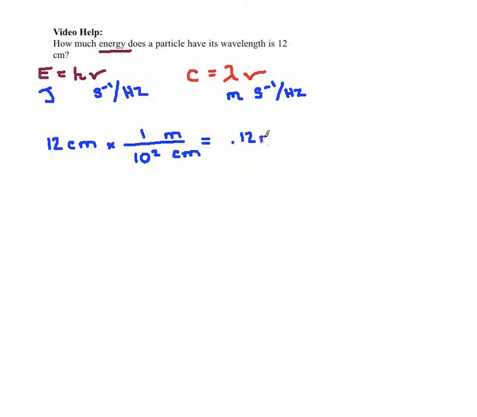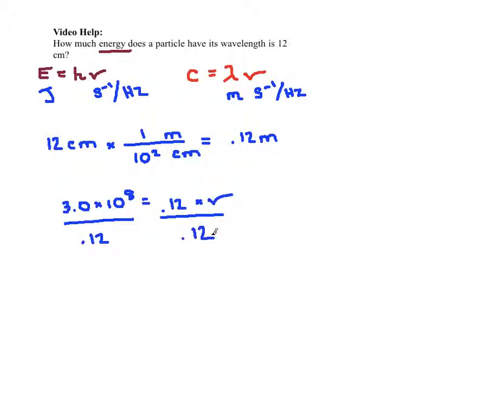Right now, I only know my wavelength. In order to solve for energy, I've got to find my frequency. So the first thing I need to do is solve for frequency. So I'm going to use my c equals wavelength times frequency. My c is 3.0 times 10 to the 8th. I'm going to set this equal to my wavelength, which is 0.12 meters, times my frequency. Now I'm going to divide both sides by 0.12, so I can solve for my frequency.